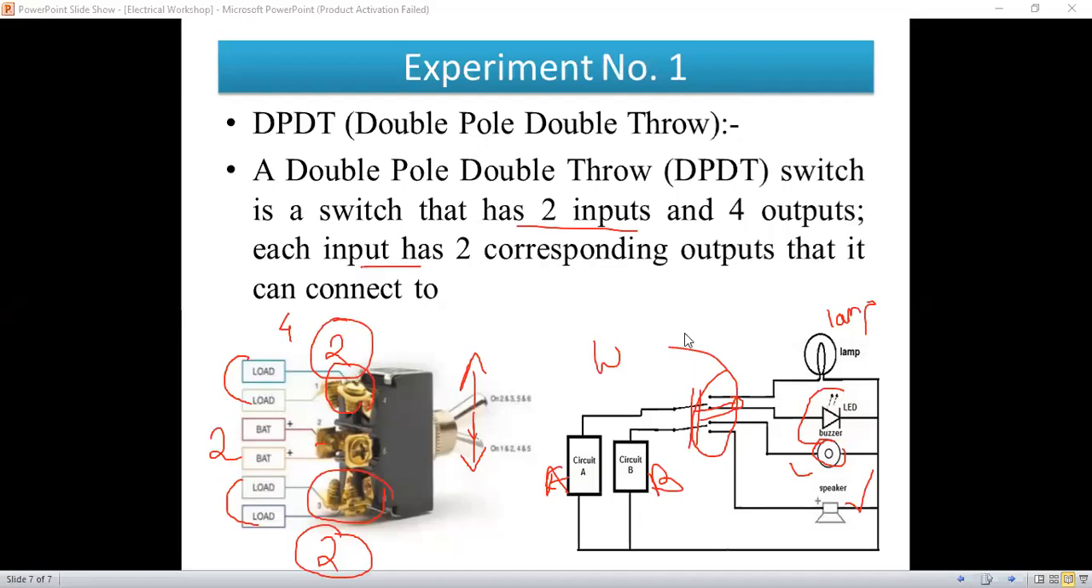Okay, so this is the first experiment. The first experiment is understanding of different types of switches. In your electrical workshop subject, it is only a practical subject. It will contain only internal continuous assessment. So this is the first practical, that is understanding of different types of switches.